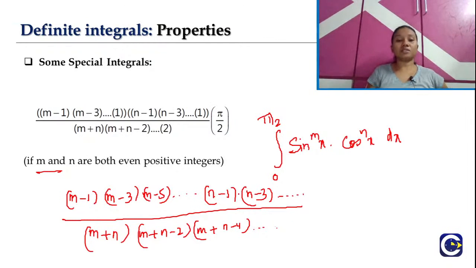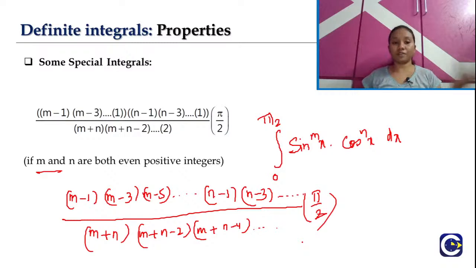Right. As here both m and n values are even positive integers, at last we'll be multiplying with pi by 2. So for our Wallis formula, if it's even, then we multiply with pi by 2. When both m and n are even positive integers, we multiply with this pi by 2 here. Right. So this is our next formula, that is our gamma function.